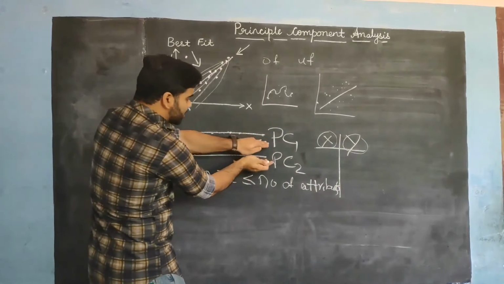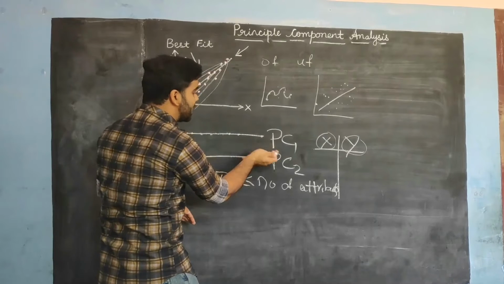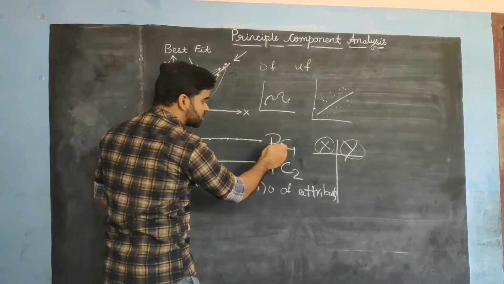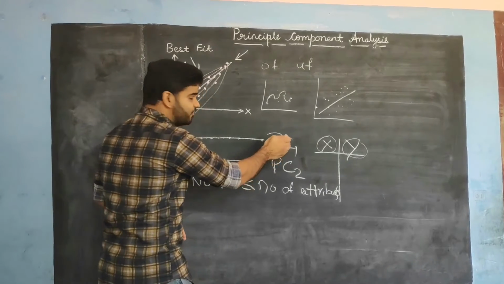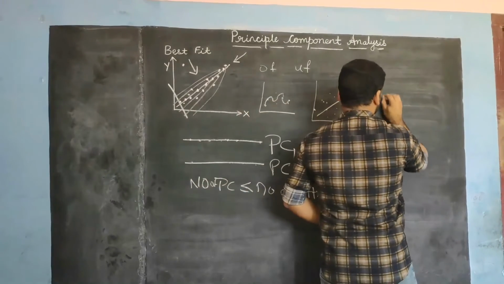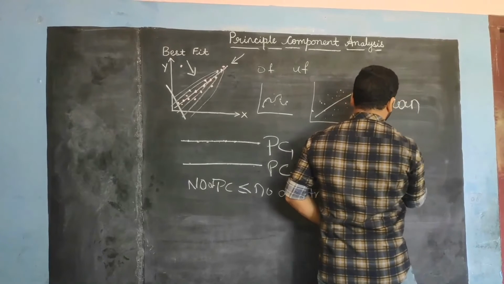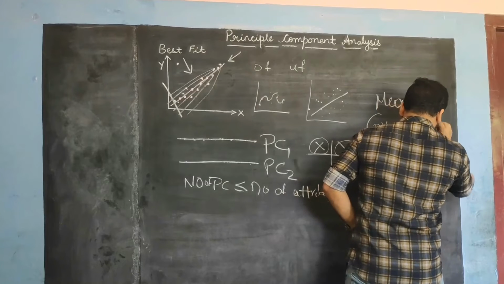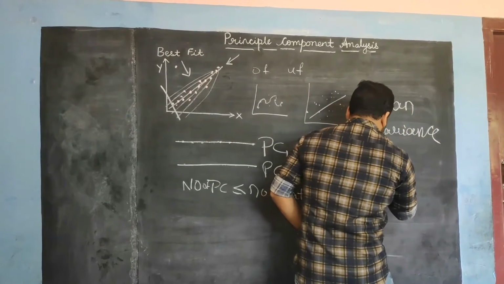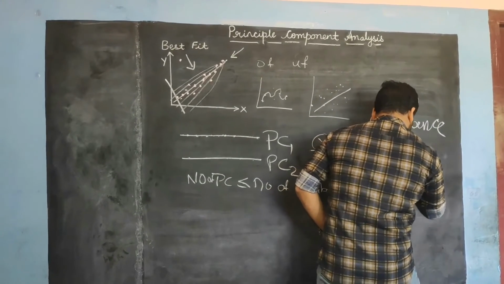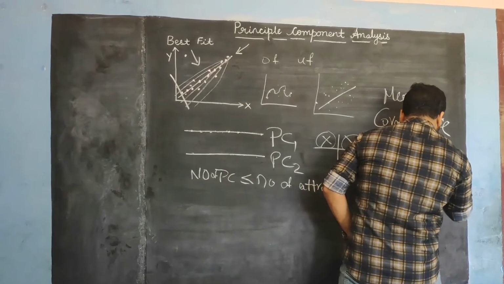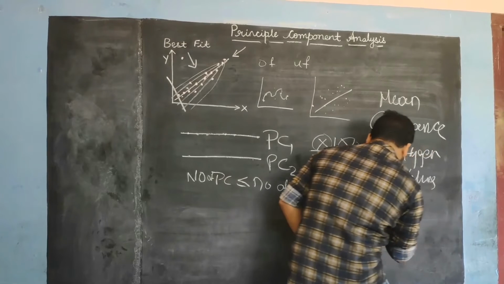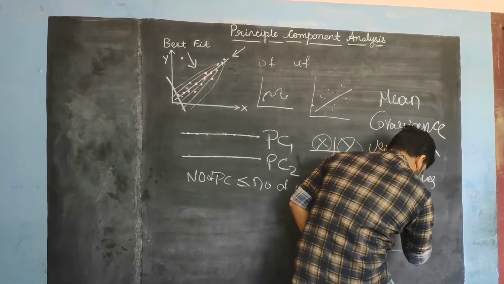From these two principal components, we need to find the best fit principal component. We will find this best principal component with the help of the mean, covariance, eigenvalues and the eigenvectors.